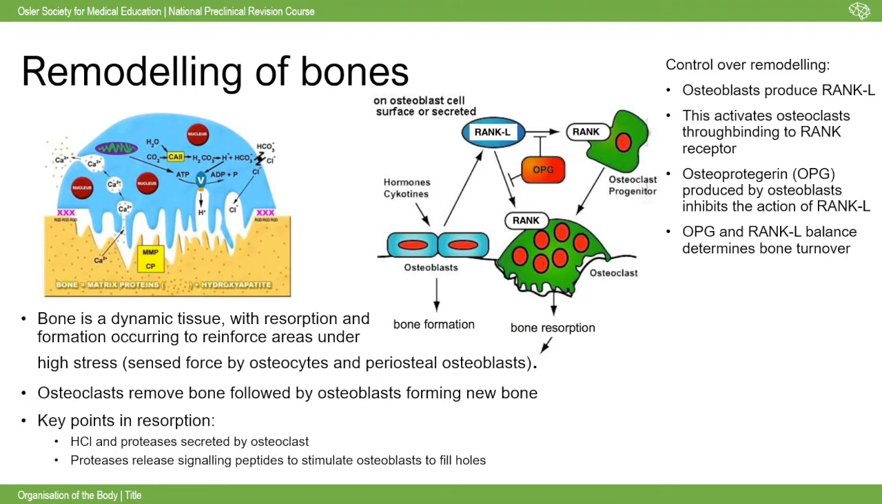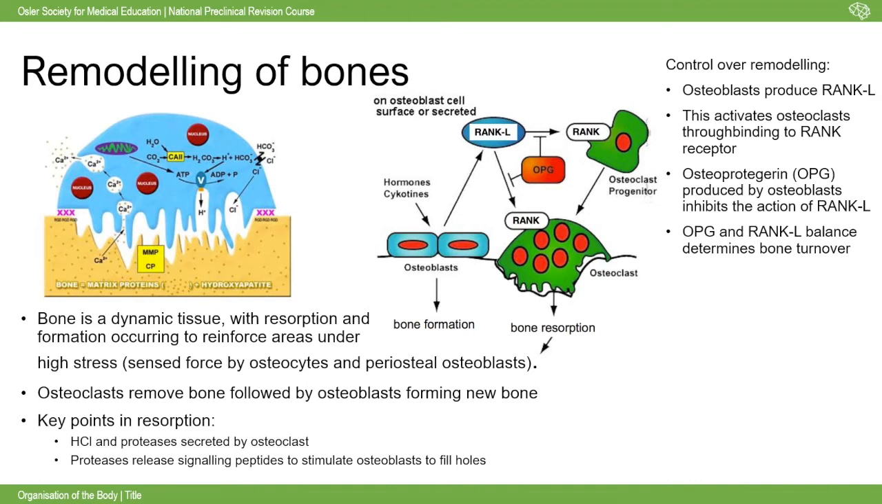So in essence, in order to remodel the bone, osteoclasts first move in and remove bone, followed by osteoblasts forming new bone. The key points in terms of resorption that you need to know for your exam are that, through a proton pump, you have the secretion of H+ ions. This is into an area that we call the Howship's lacunae, and this is essentially where we have our osteoclasts.